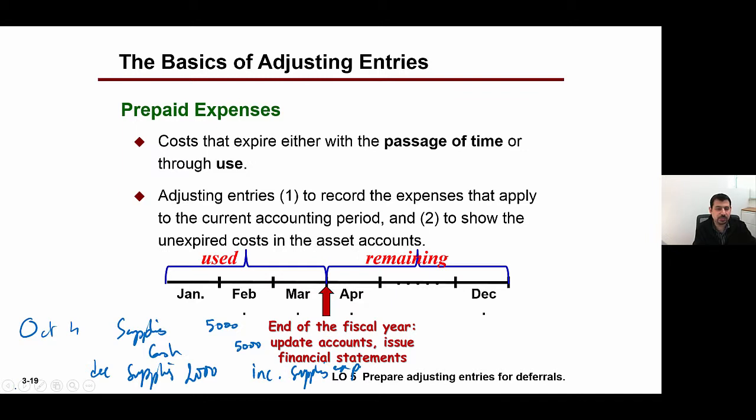So what do you do? You wait until the end of the accounting period, and then you look at how much you still have on hand. This is where you look at the remaining part. Let's say at the end, the value of the supplies was $3,000. That means that during the month of October, we used $2,000 in supplies. And as a result, those are supplies expense. Those are expenses that we use in order to generate revenues.